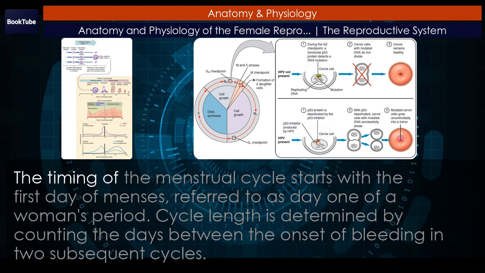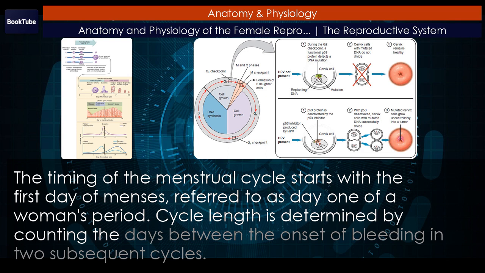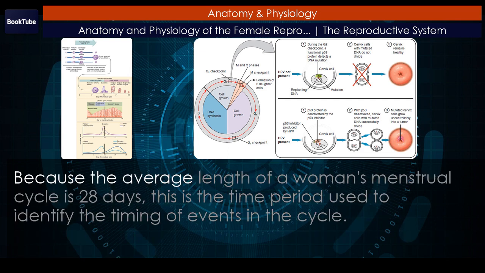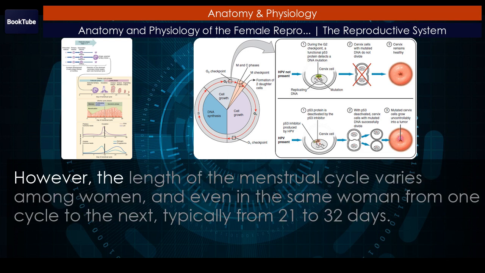The timing of the menstrual cycle starts with the first day of menses, referred to as day 1 of a woman's period. Cycle length is determined by counting the days between the onset of bleeding in two subsequent cycles. Because the average length of a woman's menstrual cycle is 28 days, this is the time period used to identify the timing of events in the cycle. However, the length of the menstrual cycle varies among women, and even in the same woman from one cycle to the next, typically from 21 to 32 days.